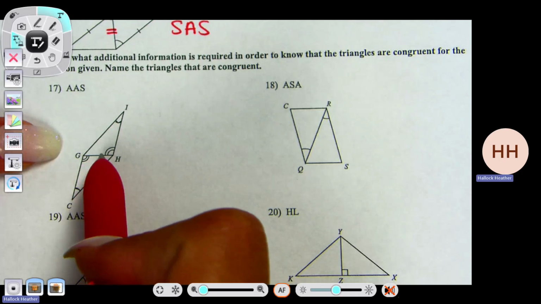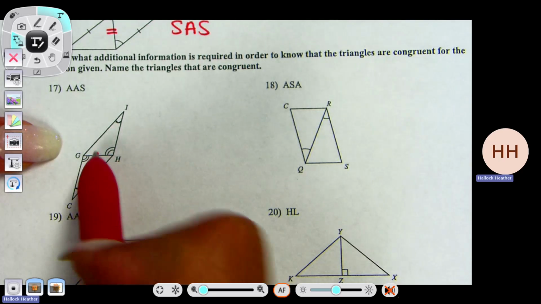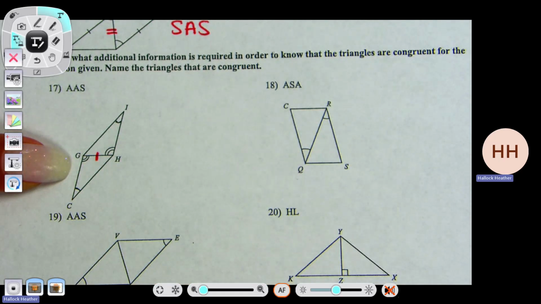G and H. Because reflexive property shares a side. You add a tick mark. We're doing proofs today. You need to know reflexive property.